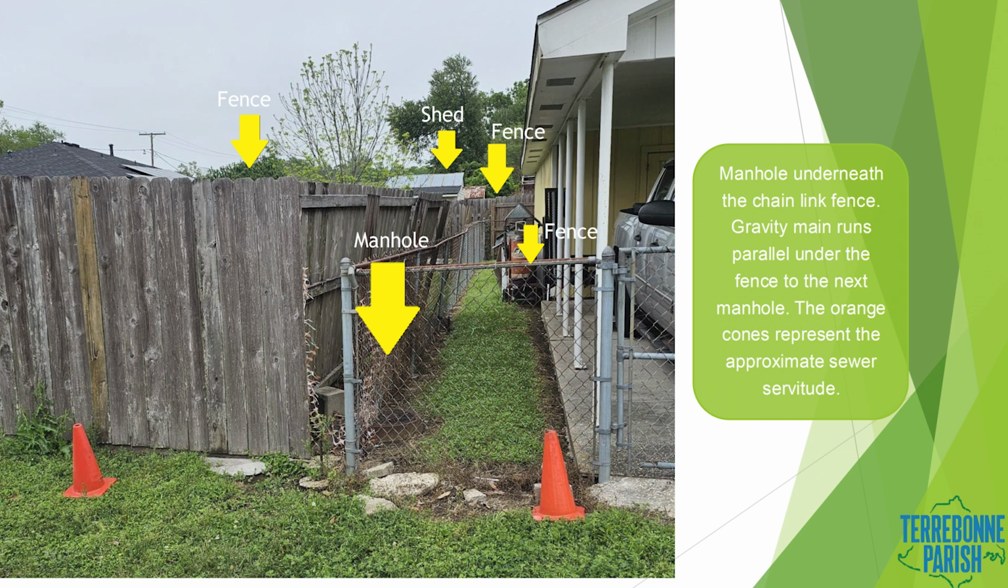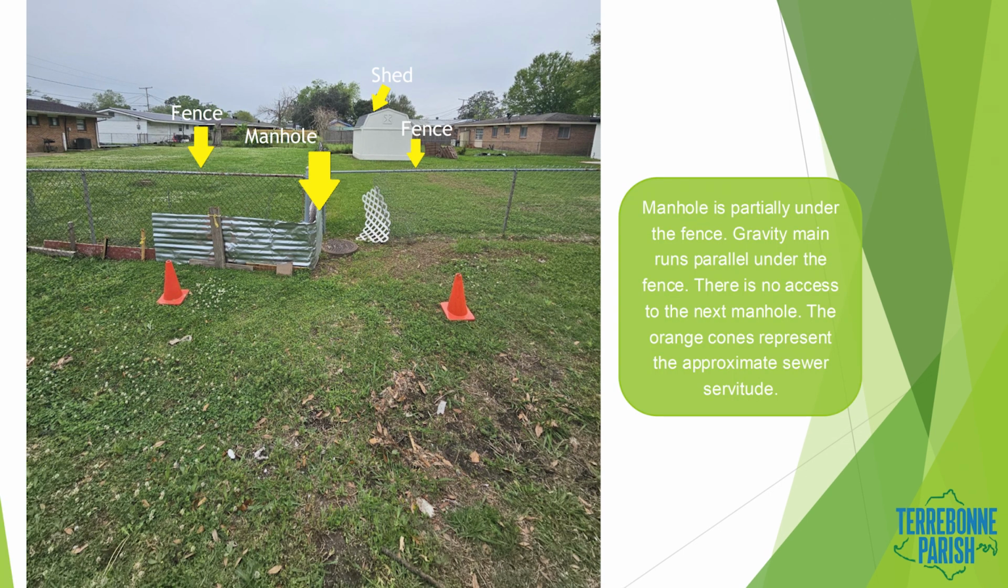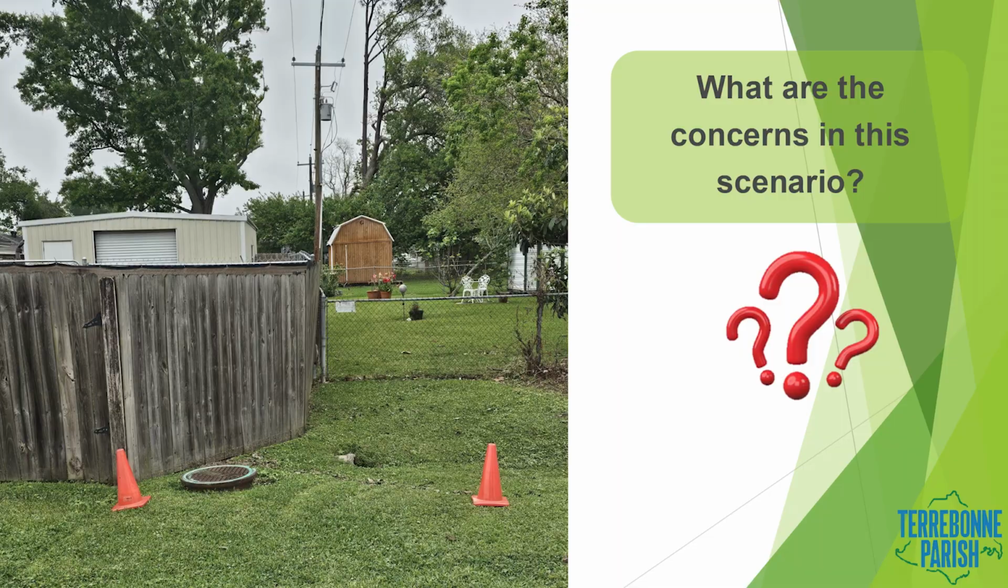And it shows here the manhole is under the fence. You can see the shed, the fence, a couple of fences. Pretty obvious, right? Of course, same thing here. Servitude line. Obvious, right? Manhole right at the fence for the sewage system. So very, very difficult and virtually impossible to work on.